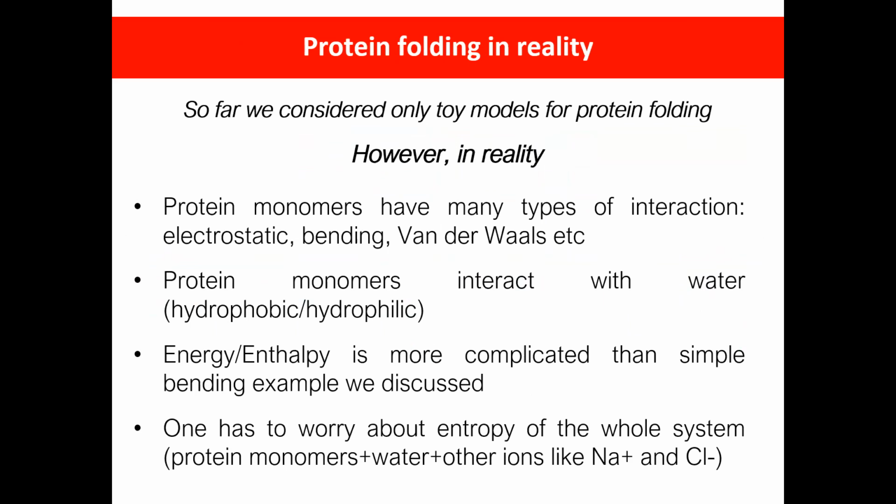Here I considered very simple forms of energy, that is enthalpies. I took very simple forms of, let's say, bending energy here or in the previous example. But if you look at the forms of the energies or enthalpies, they are much more complicated than the simple examples that we have considered so far. And in this case, one has to worry about the entropy of the whole system, which consists of protein monomers, water, and other types of ions which are present along with the protein. So it's a very, very complex problem. And people try to study protein folding using computer simulations. And as I said in the beginning, these simulations are called molecular dynamics simulations.